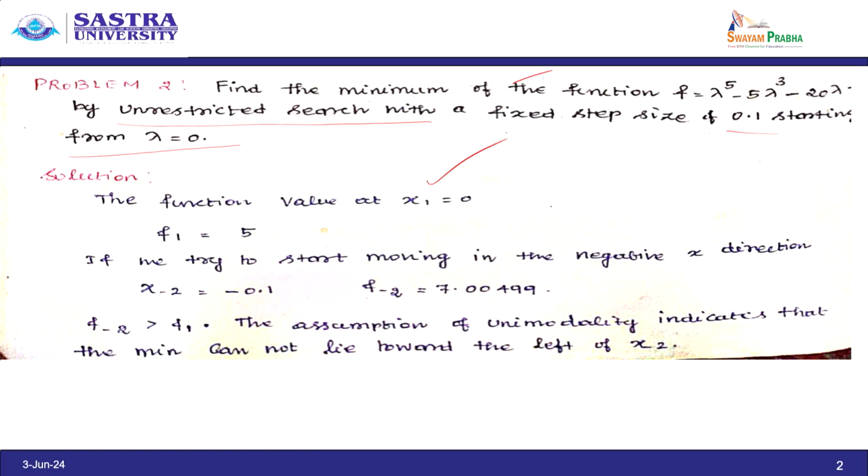Now, let us try with the starting point in the negative x direction. x_{-2} is -0.5, then f_{-2} is 7.00499. Compare f_{-2} and f1, and f_{-2} is greater than f1. Therefore, the assumption of unimodality indicates that the minimum cannot lie towards the left of x2.